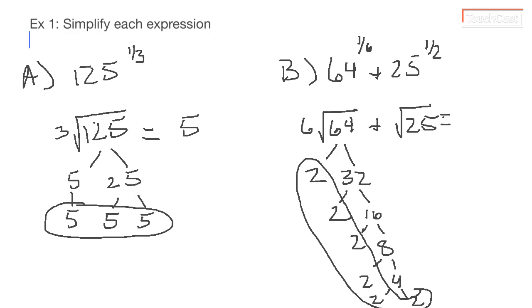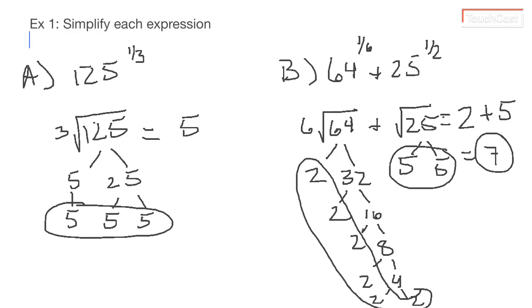So we're going to have 2 plus 25. We're looking for the square root. We break that up into 5 times 5. Square root means we look for 2 of the same number. We've got 2 5's. So 2 plus 5, which is equal to 7. So our answer is 7. And that wraps up example 1.